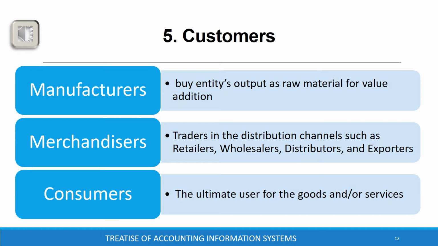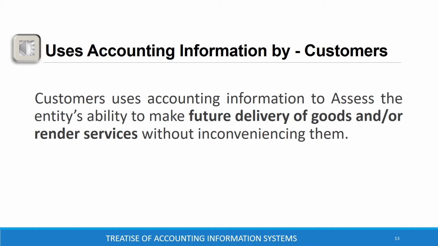The fifth category of users of accounting information are the customers. Customers comprise manufacturers who buy entities' output as raw material for value addition, merchandisers who buy goods for distribution and resale, and consumers who are the ultimate users of goods and services. Customers use accounting information to assess whether the entity is able to make future delivery of goods or to render services without inconveniencing them.